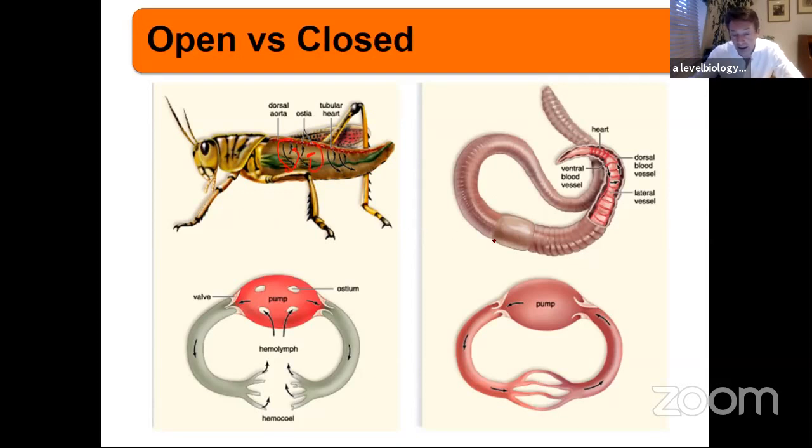If we then look at a worm, it has got a system with a pump. It's got a valve, another valve. Blood exits the pump through an artery, goes through a system of capillaries, which is where the exchange occurs, and then comes back in through a vein.